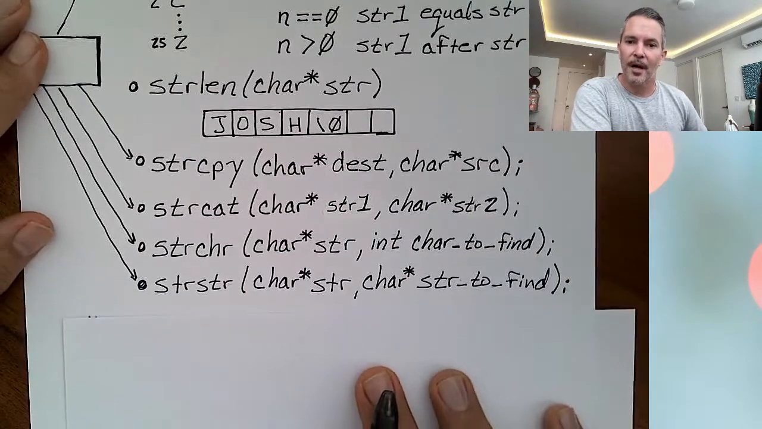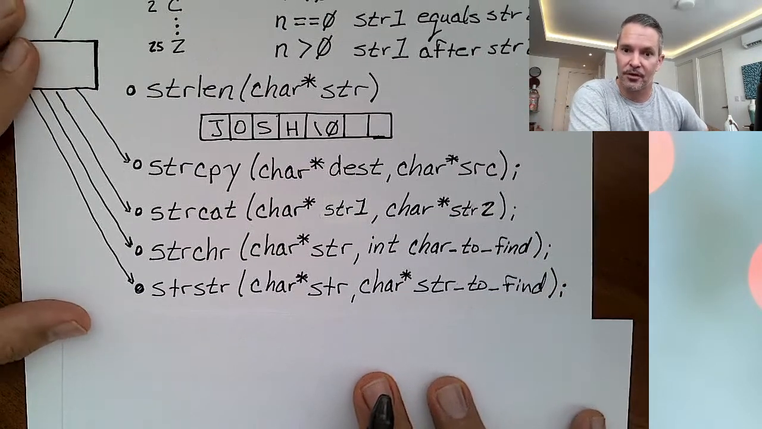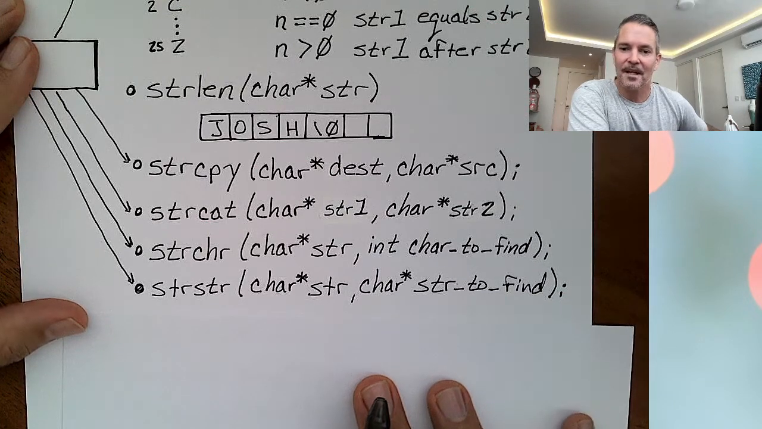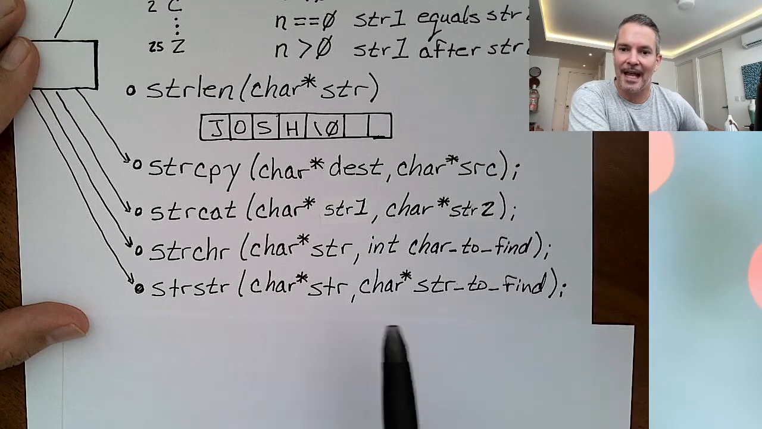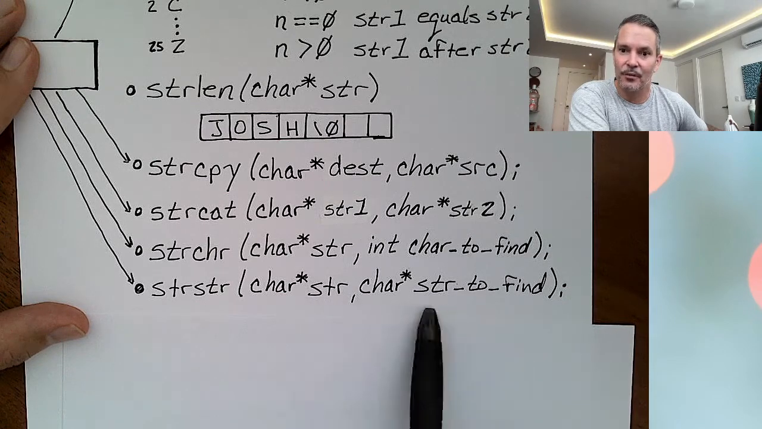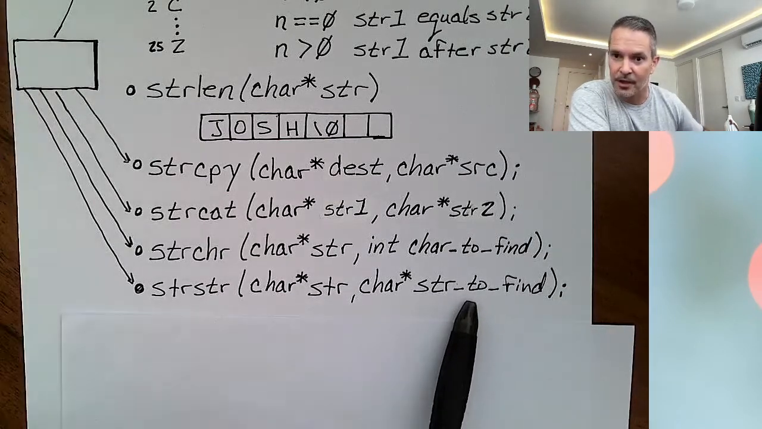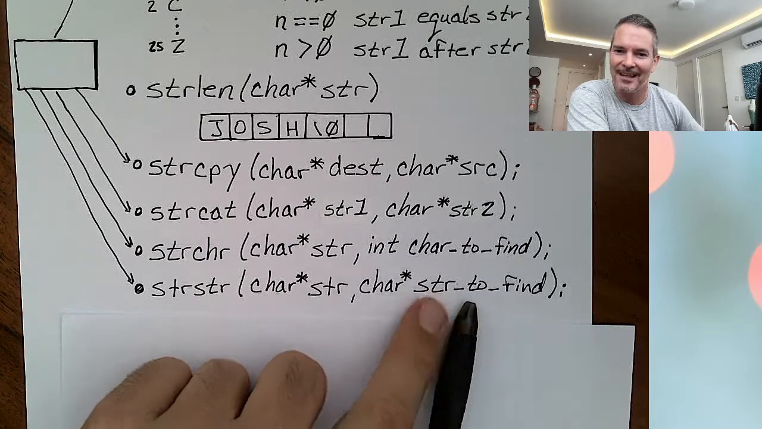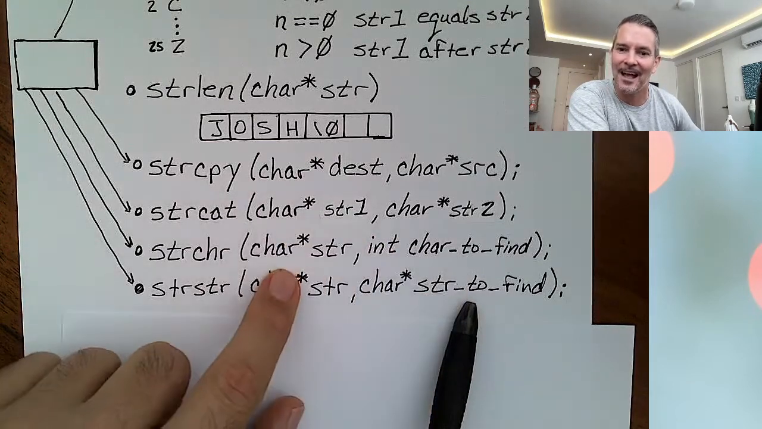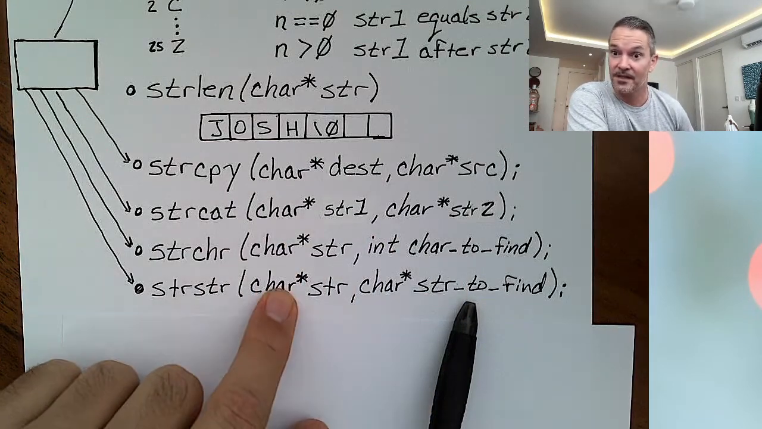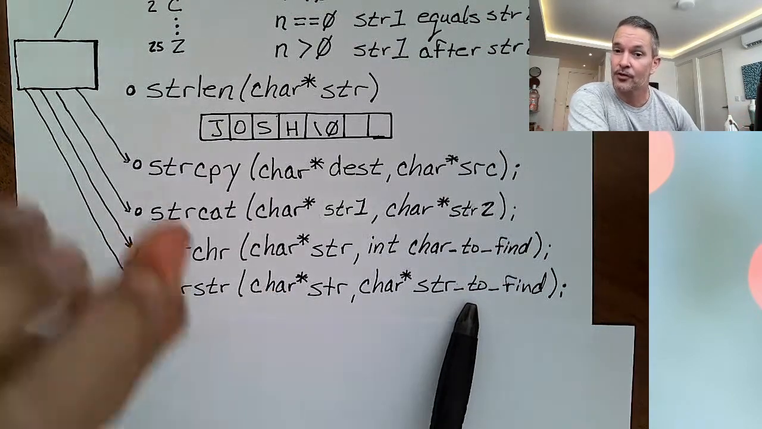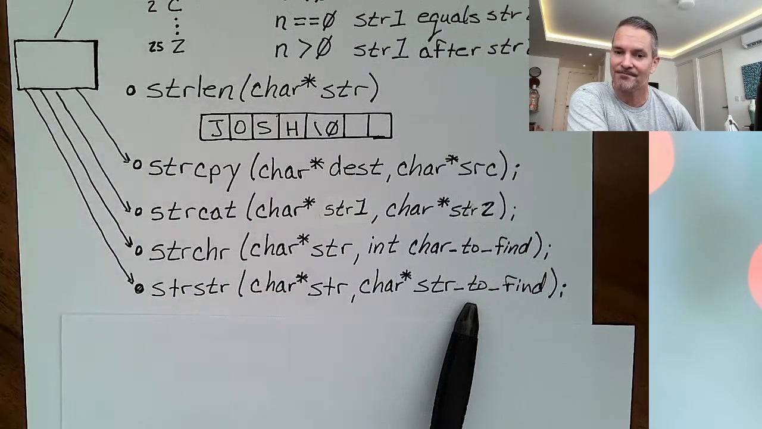Another really popular function that's very similar is strstr. This function takes a string and then a second string, which is a smaller substring, and it tries to find this string inside of this string. If it finds it, it will return you a pointer to the substring that it found.